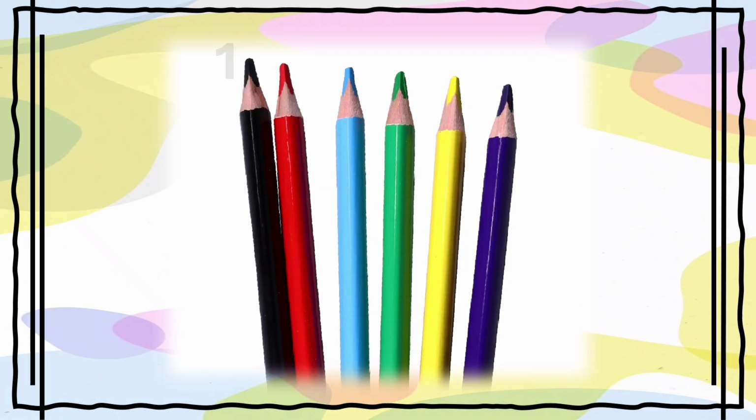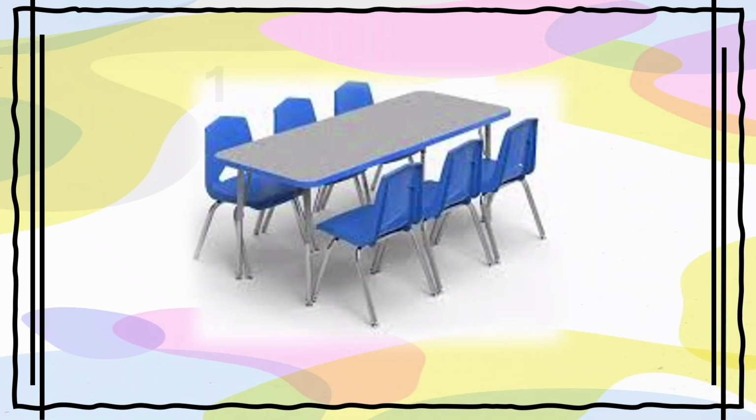Count with me the number of pencil colors. 1, 2, 3, 4, 5, 6. 6 color pencils. Now let's count the number of chairs. 1, 2, 3, 4, 5, 6. There are 6 chairs.